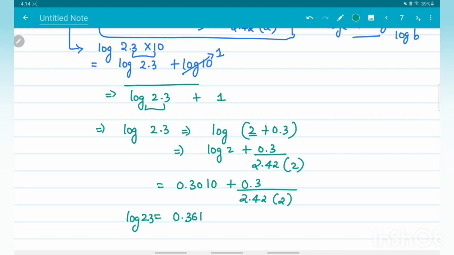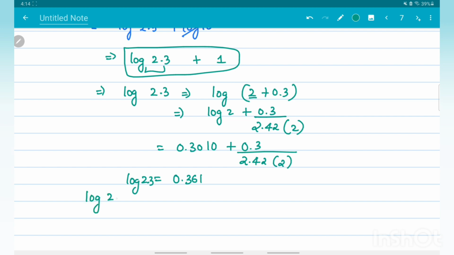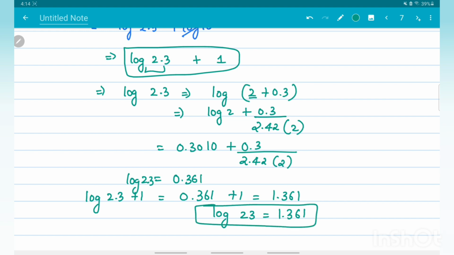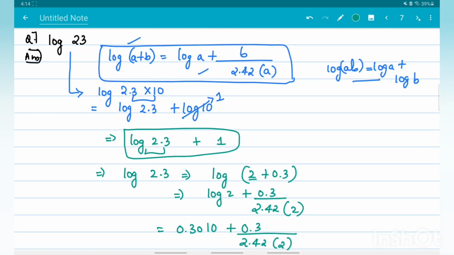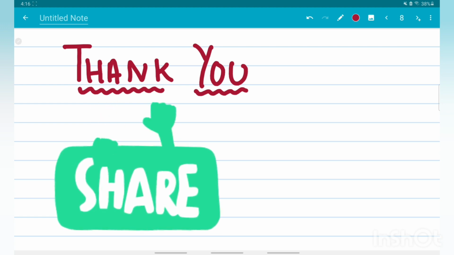Now what we were supposed to do, we had to do log 2.3 plus 1 to get our log 23. So when we do log 2.3 plus 1, it becomes 0.361 plus 1, that is 1.361. Now this is the value of log 23, 1.361. The value of log 23 comes out to be 1.361, and we did this without using a calculator, only by a simple formula, this one. So you can solve other logs also by using this kind of formula. So with this we have completed our logarithm concept, and I hope you understood the whole video.